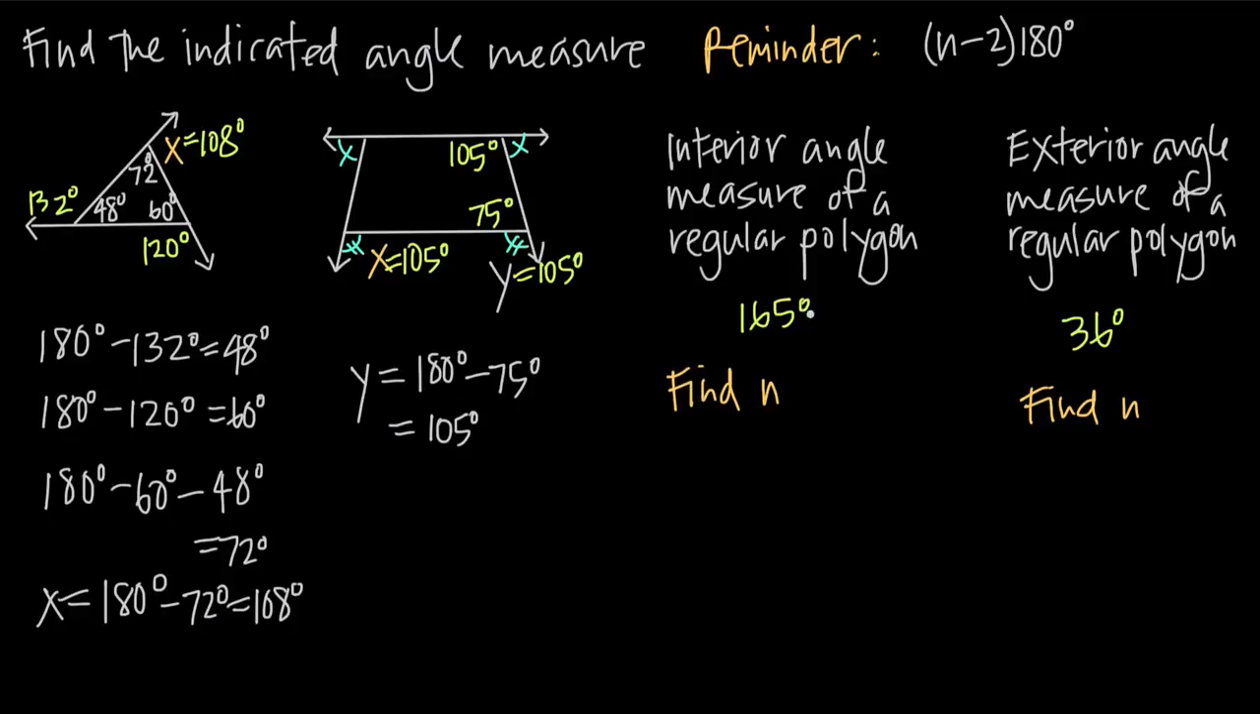So if all we have is one of the interior angle measures, how do we figure out how many sides the polygon has? Well, again, remember, because the polygon is regular, we know that all of the interior angle measures are going to be the same. They're going to be congruent.